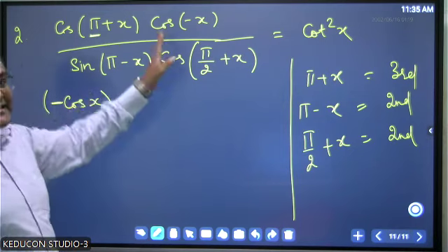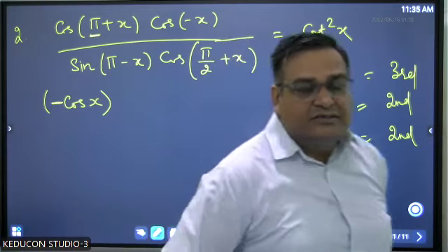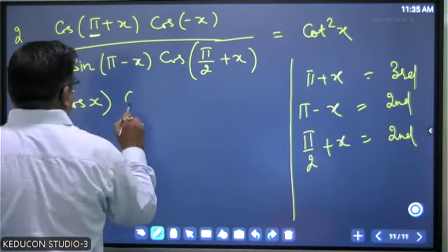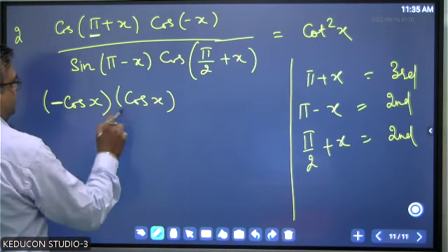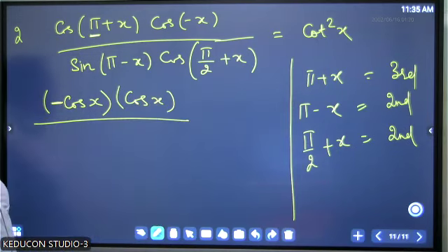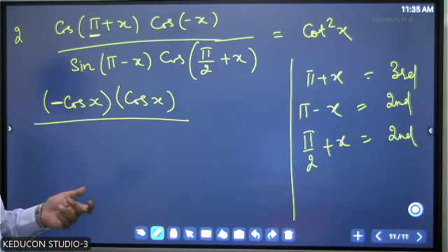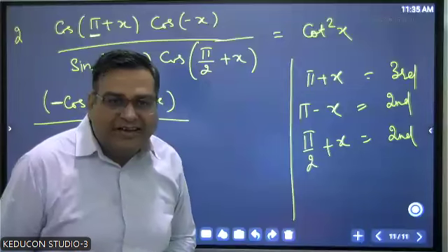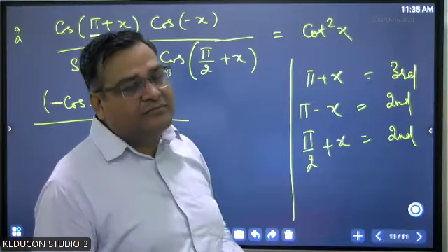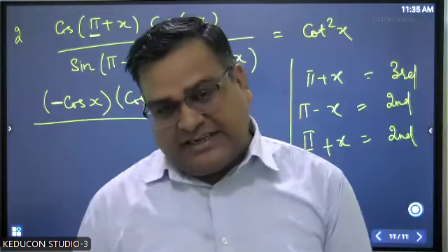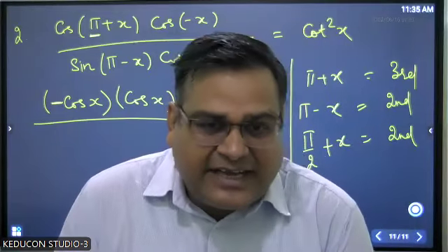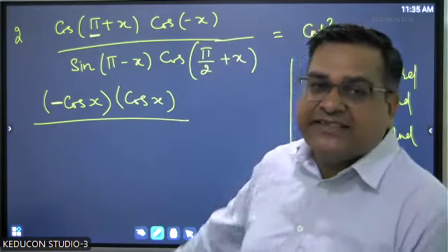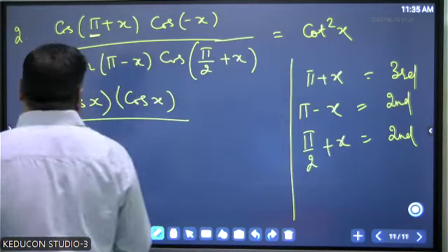Cos of minus x will be cos x. Very good. Sine of pi minus x. Pi minus x is second quadrant. So sine of pi minus x will be minus sine x. How come minus sine x? It will be sine x as the sign is positive in the second quadrant. And since it is pi, there will be no change in the trigonometric ratio.